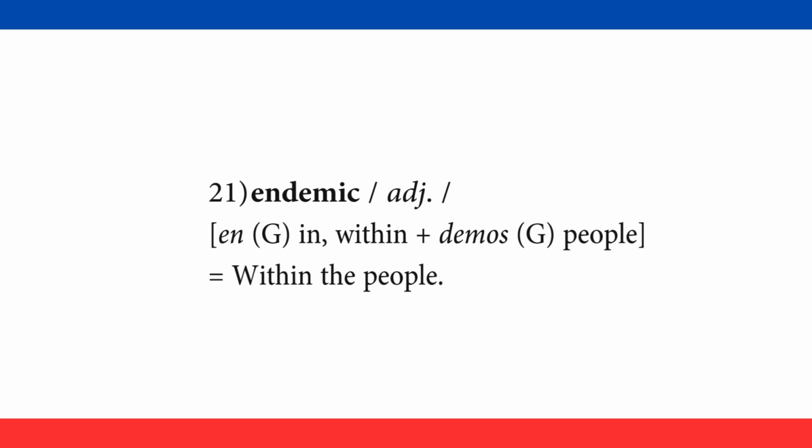Number 21. Endemic. Adjective. En is the Greek word for in, within, plus demos, the Greek word for people. This means within the people.